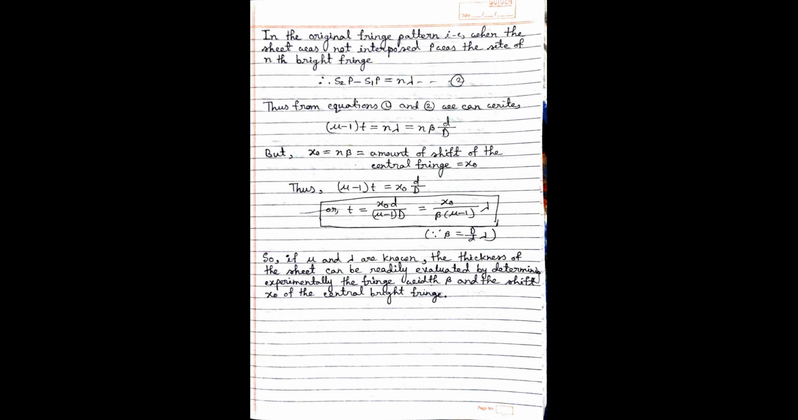Therefore, using this expression, we can find the thickness of any sheet placed in the path of one of the interfering rays after knowing the values of mu, lambda and the fringe width beta. Okay, this is the Fresnel's biprism experiment.